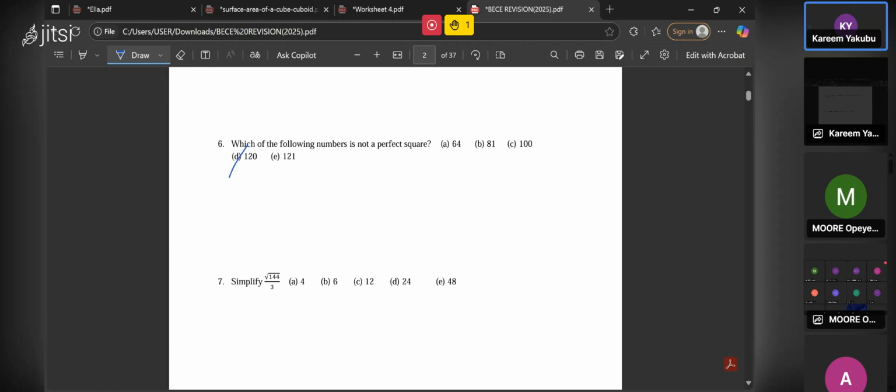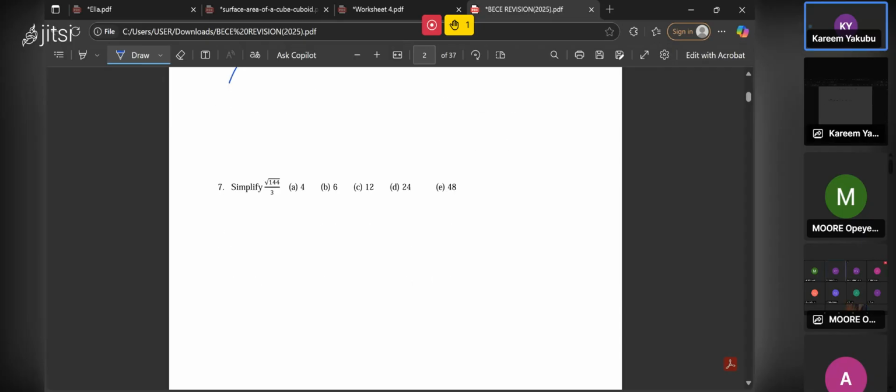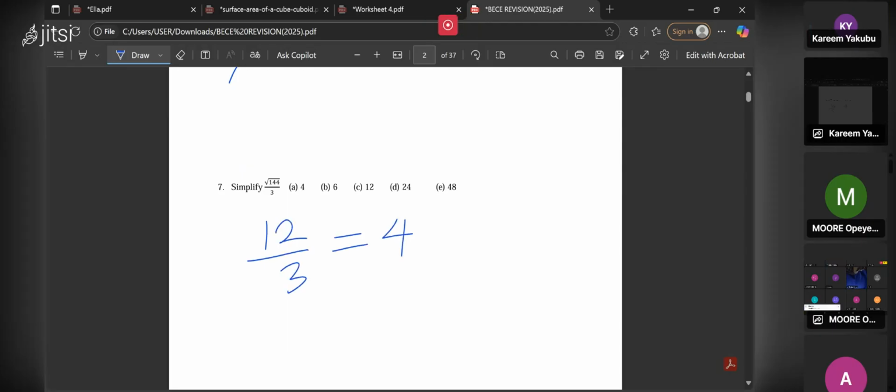So the answer therefore is D. Then question 7, we have to simplify the square root of 144 divided by 3. So the square root of 144 is 12, divided by 3. Sorry, I couldn't see your screen. You can't see my screen?